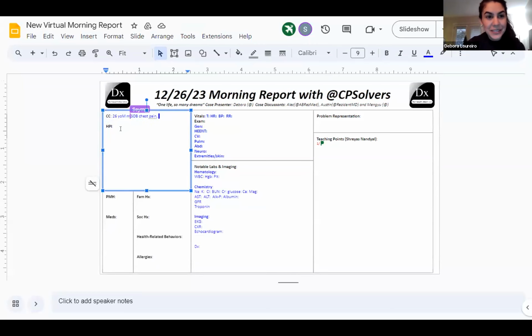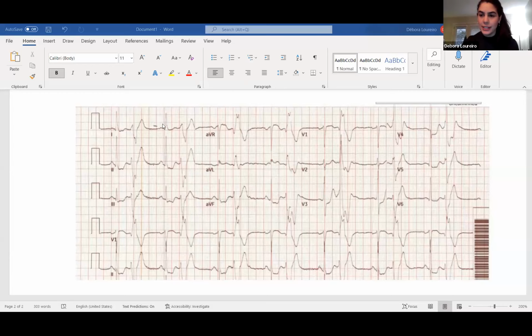And while he was waiting in the emergency department, I want to share something with you all. Sorry, I will share the screen. He presented with this EKG. Can you all see? Yeah, we can see. I will stop here and I'll wait to hear what you all have to say about it.